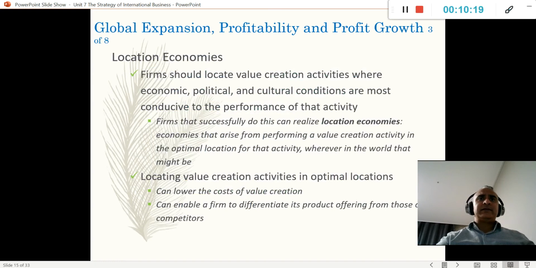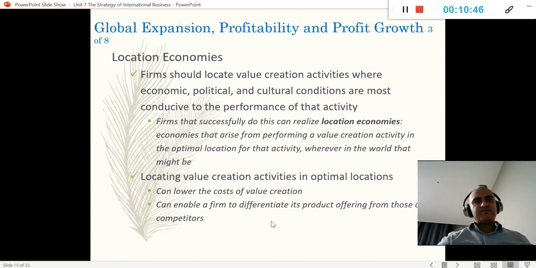So again, like I was saying, we have the location economy. Firms should locate value creation activities where economic, political, cultural conditions are the most conducive. We have already spoken about this before, which is when the macro environmental forces work well. So we decide to put up a business because we have more opportunities than threats, right? And then also we can create value in optimal locations.